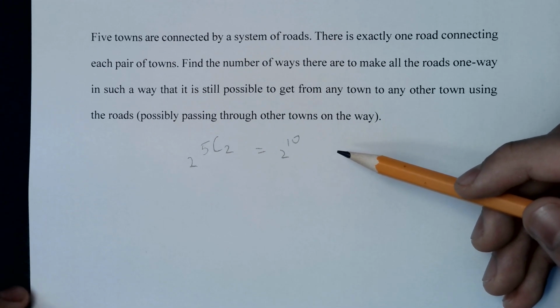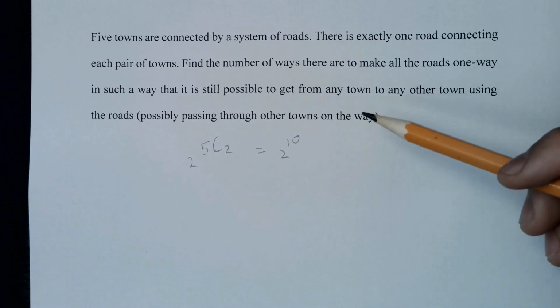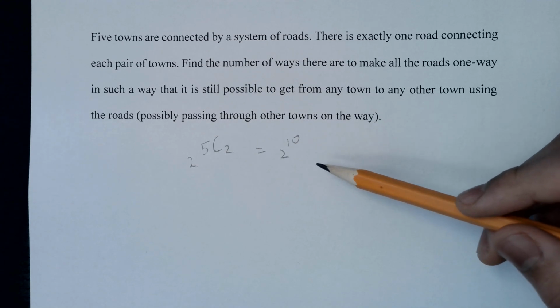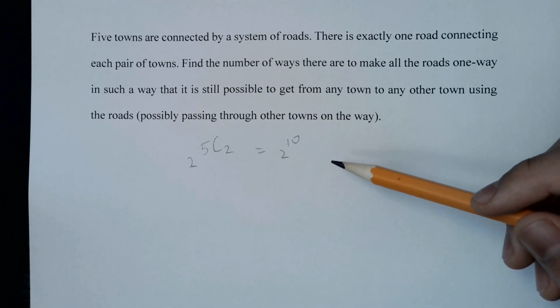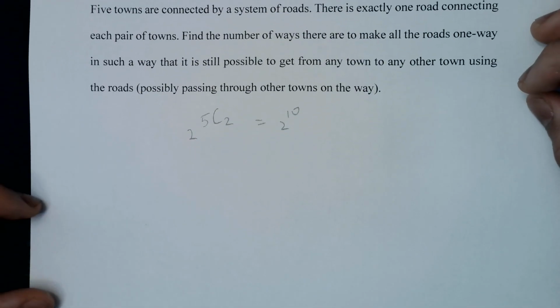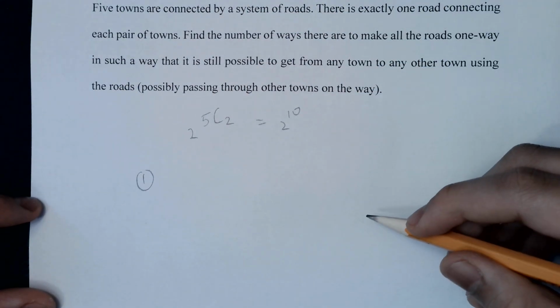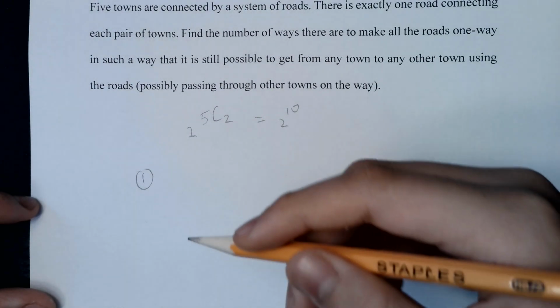Now, currently, the best way to solve this problem would most likely be to find how many configurations don't work, and then subtract that from our total to find the number of configurations that do work. Now, to find the number of bad configurations, we're going to have to do some casework. So our first case is that for one of the towns, all the roads are going into it. So they all go into this one town.